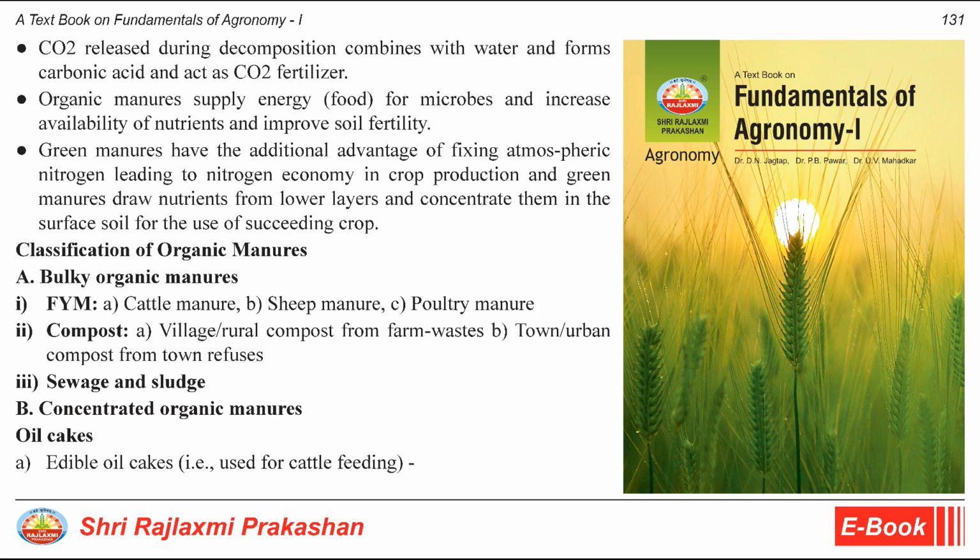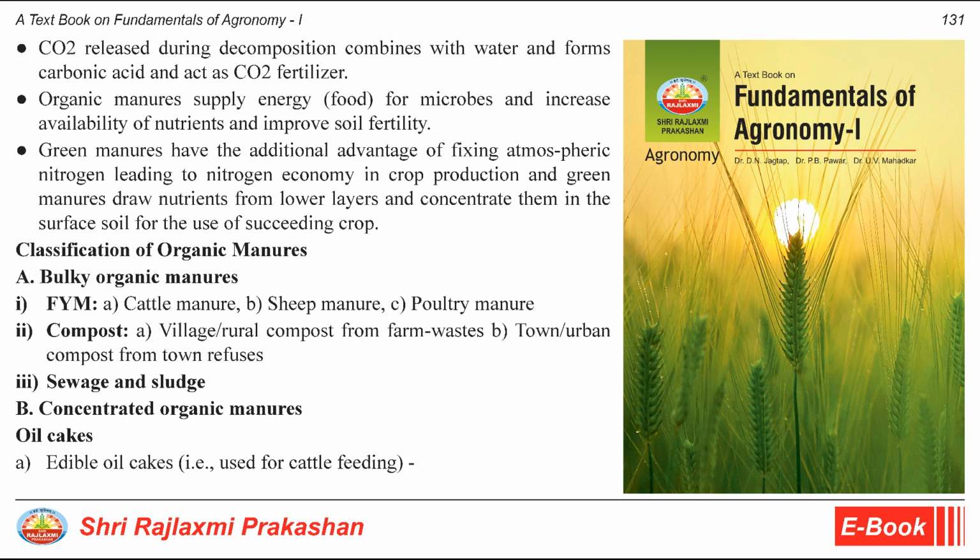Classification of organic manures. Point A. Bulky organic manures. Number 1. FYM: A. cattle manure, B. sheep manure, C. poultry manure. Number 2. Compost: A. village or rural compost from farm wastes, B. town or urban compost from town refuse. Number 3. Sewage and sludge.